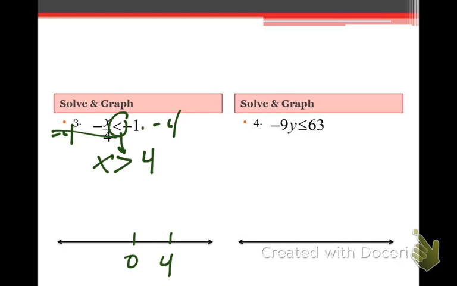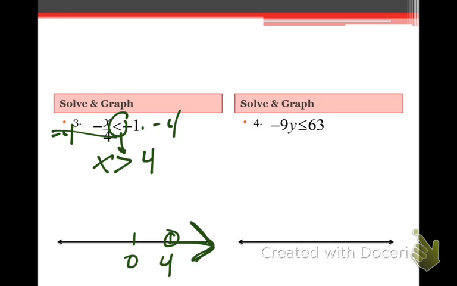Open or closed circle? Open. Left or right? Right. Correct. If you're not sure, plug in 0 and make sure. 0 is greater than 4? No, I don't think so. Okay, so you're shading in the right solutions.